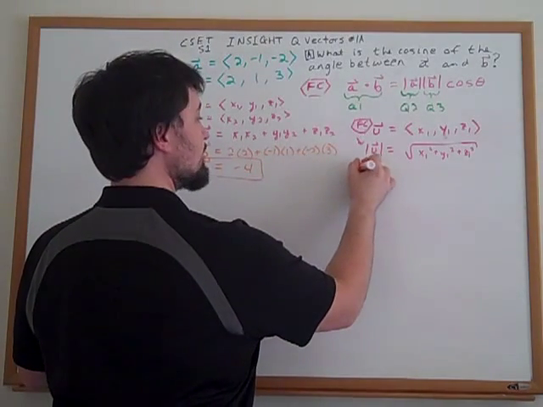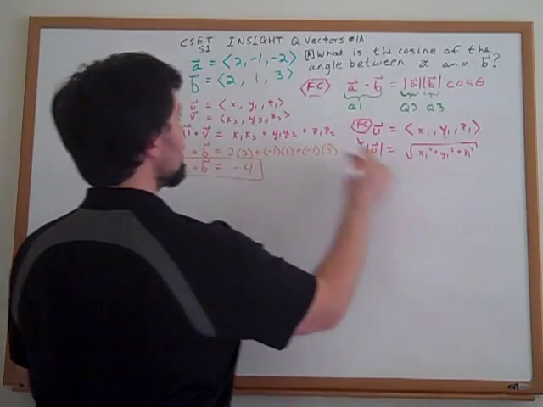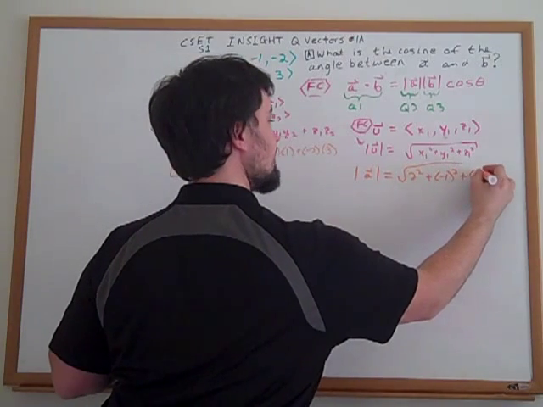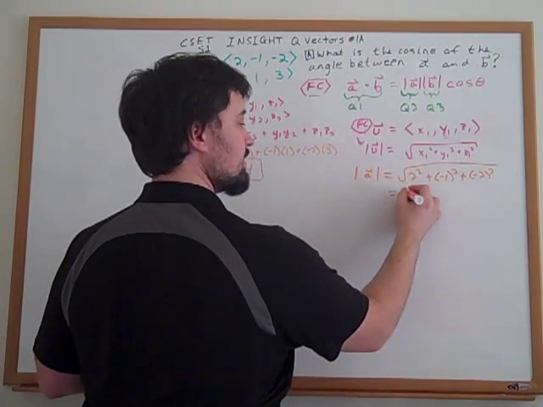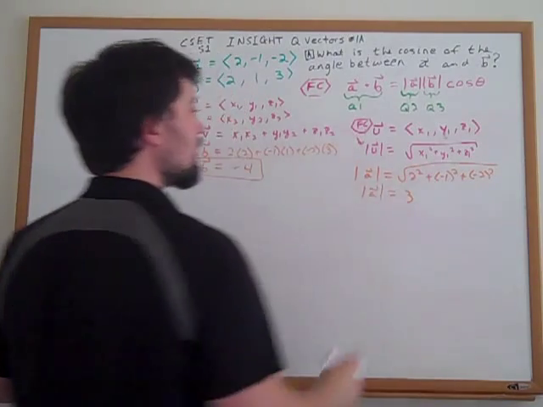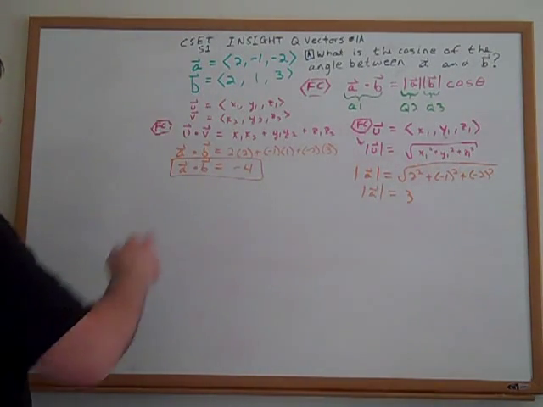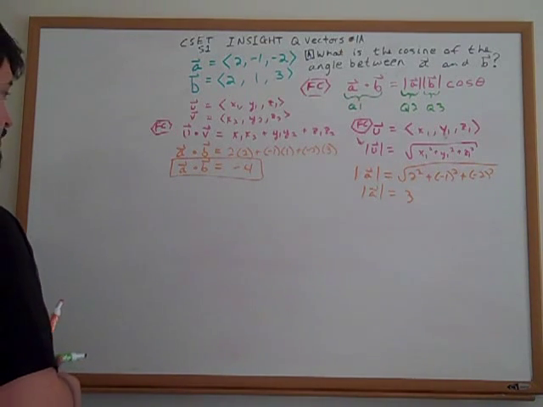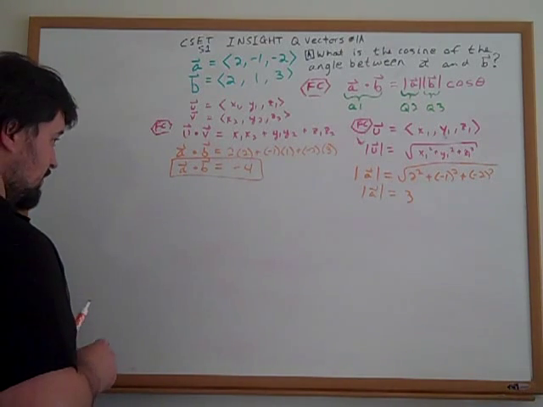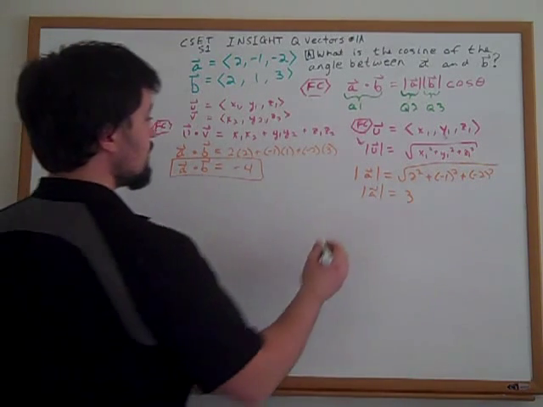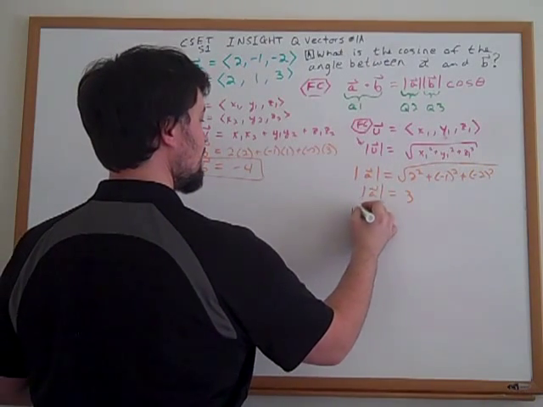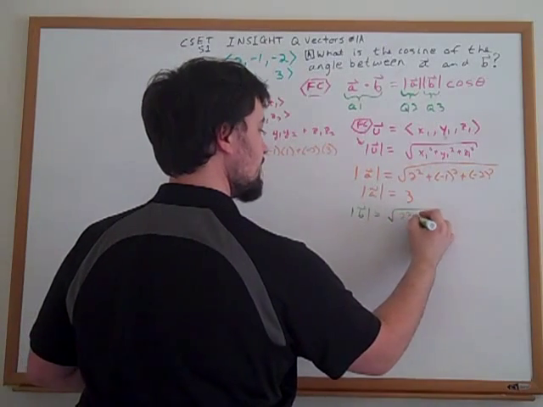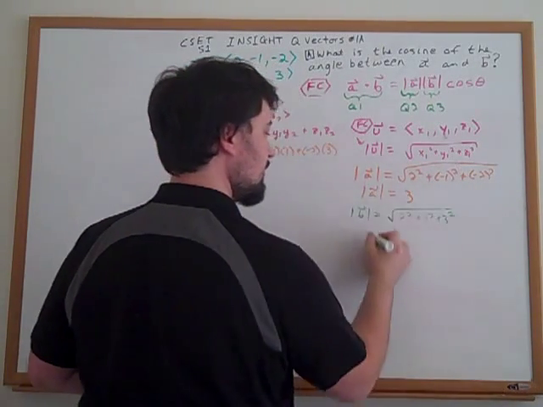So the magnitude of A is simply root 2 squared plus negative 1 squared plus negative 2 squared. Simplify this down to 3. Go ahead and find the magnitude of B now. I'll pause for a couple seconds. So for the magnitude of B, what you wanted to get was root 2 squared plus 1 squared plus 3 squared, or root 14.